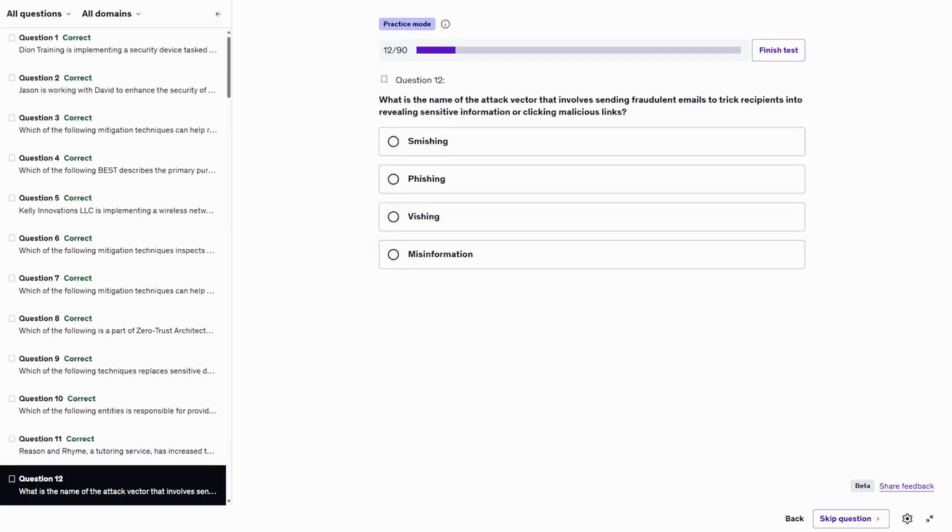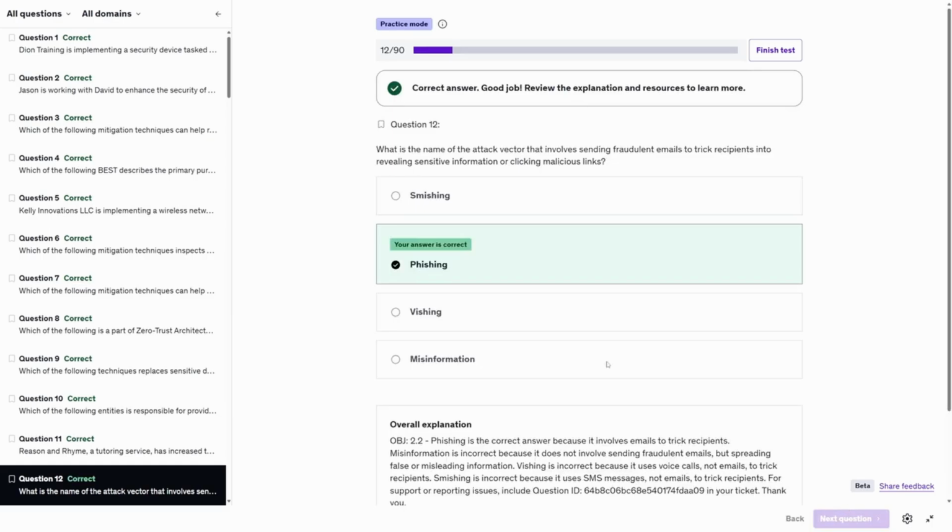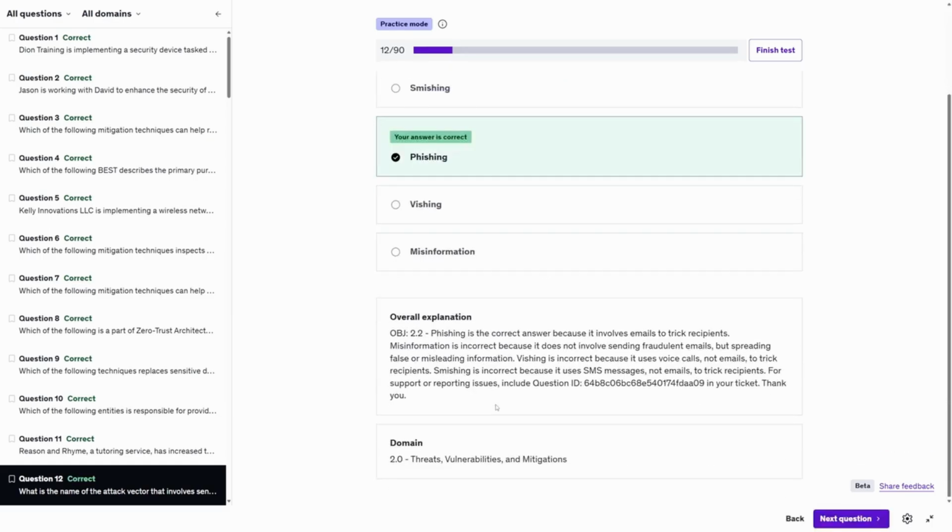Question 12. What is the name of the attack vector that involves sending fraudulent emails to trick recipients into revealing sensitive information or clicking malicious links? And the answer here is phishing. Phishing is the correct answer because it involves emails to trick recipients.